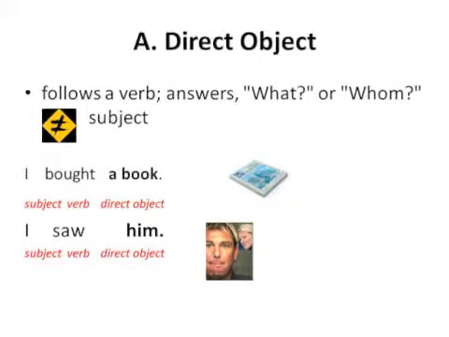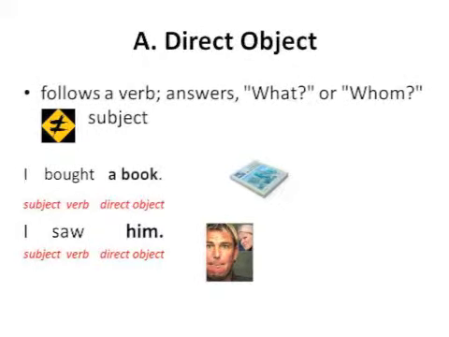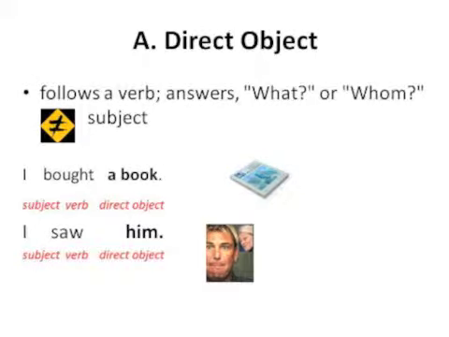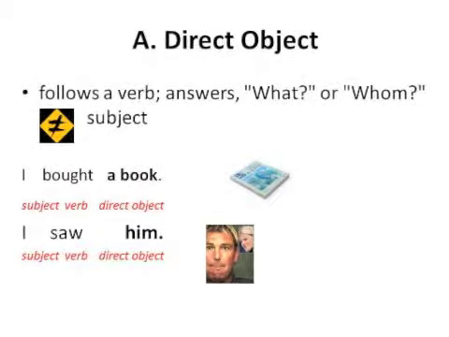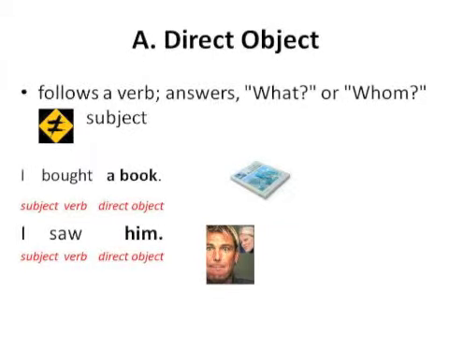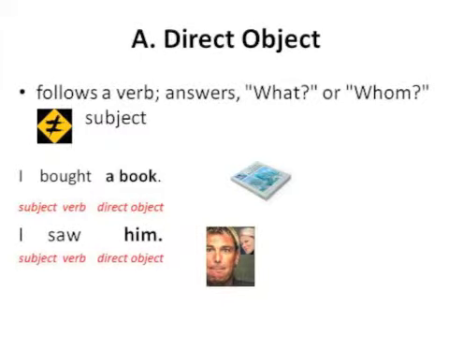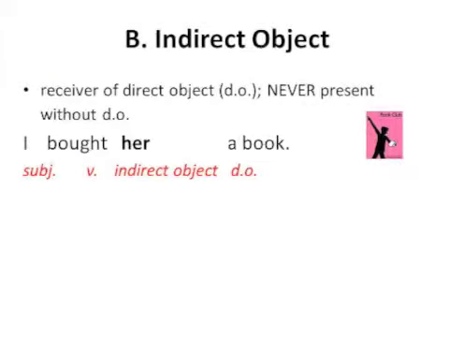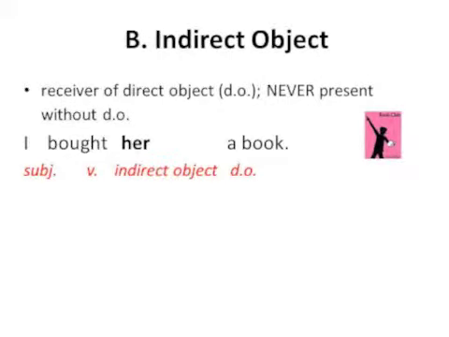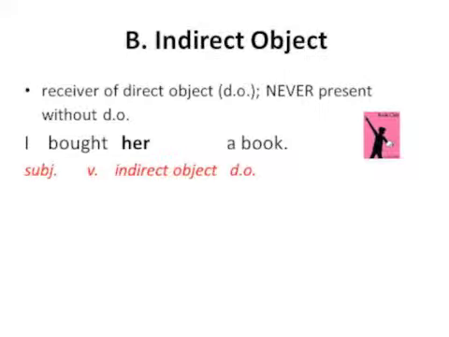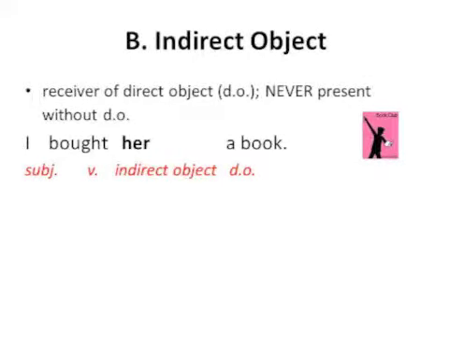Subject, verb, direct object. A direct object answers what or whom and comes after the verb. It does not mean the same thing as the subject. Think of a receiver on a football team. That's what the indirect object does. Without the direct object, there is no indirect object.